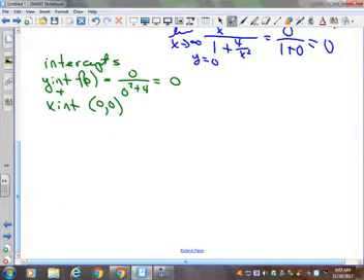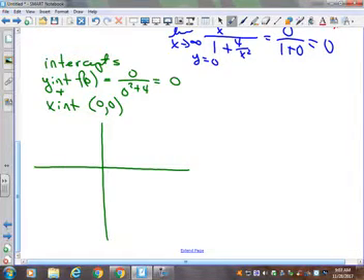Alright, so now let's graph what we've got so far. First we had two vertical asymptotes at 2 and negative 2. And we had a horizontal asymptote at 0. And we got a big intercept that we know is an inflection point in the middle of our graph. That's what we know so far. Everybody with me so far?